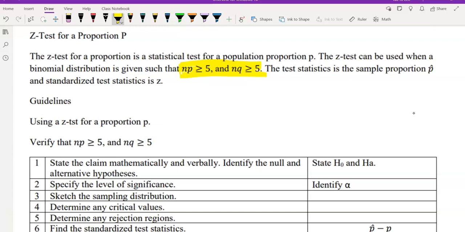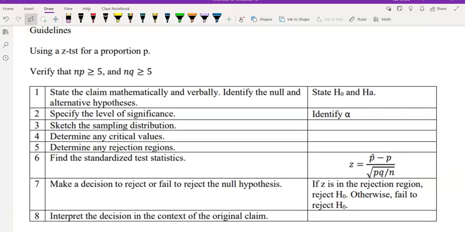Okay, guideline. The first step always is to check n times p is bigger than or equal to 5, and also nq is bigger than or equal to 5. That's the first step all the time. Then we state H0 and HA, and we also find the alpha value.